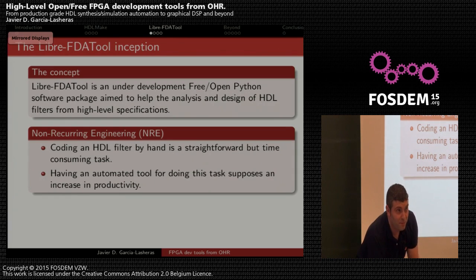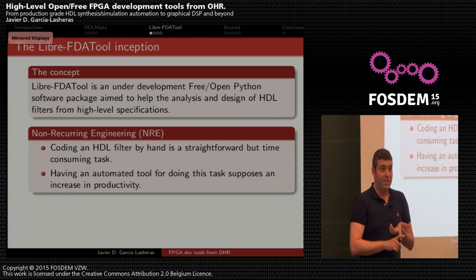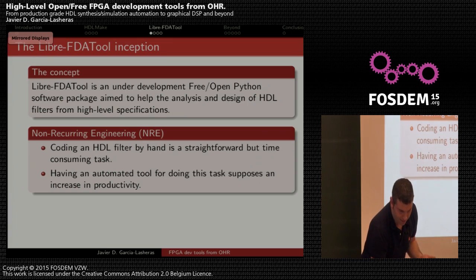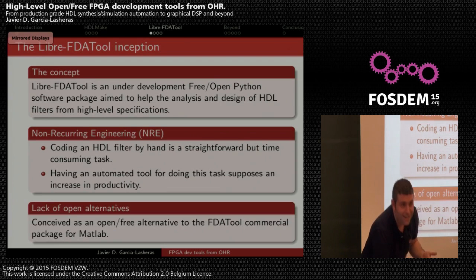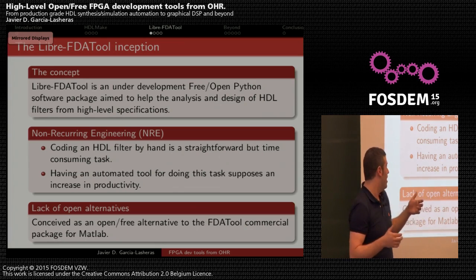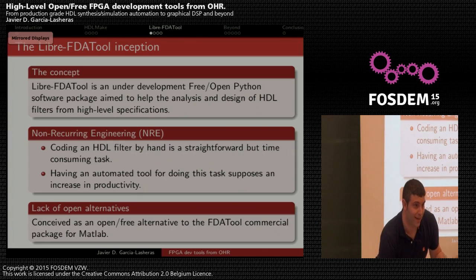Basically the main purpose is to try to reduce the non-recurrent engineering. So coding an HDL filter is a very straightforward but time-consuming task, and having an automated tool for this increases the productivity very much. The idea is that we have a lack of open alternatives, but we have other products like the FDA tool, the commercial package that is included into MATLAB, and we are going to try to replace this tool.